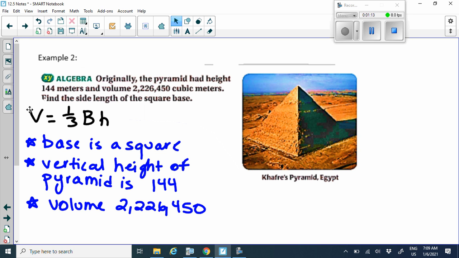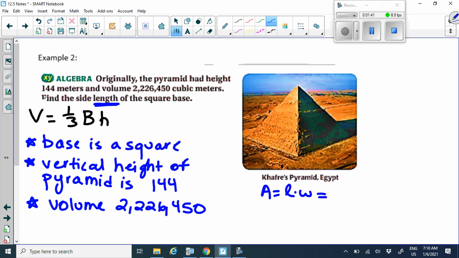Now, if our base is a square, we know that for area of a square or a rectangle, it's length times width. But because we have a square, that means the sides are going to be exactly the same. So we're going to rewrite this so that we have just one variable to solve for instead of doing length and width. Now you can use any variable to represent this. You can say L squared or W squared. Because they said the side length, I was going to do L squared, but actually, I'm going to do X squared so we don't get confused with the slant height and all that stuff. So I'll do X squared.